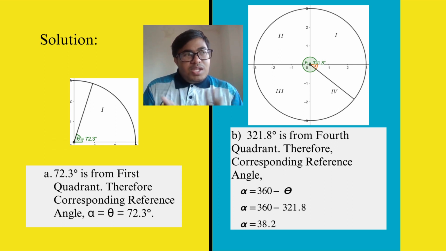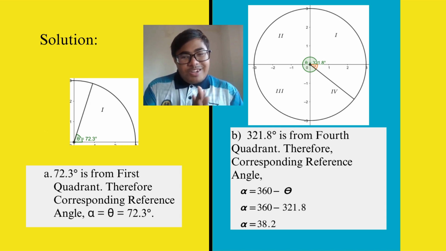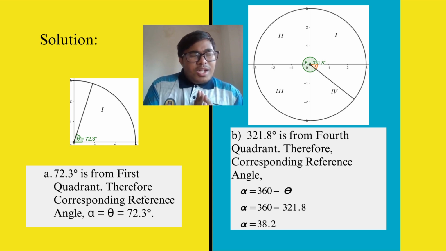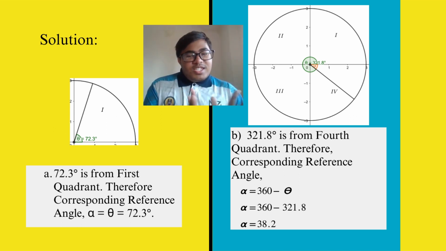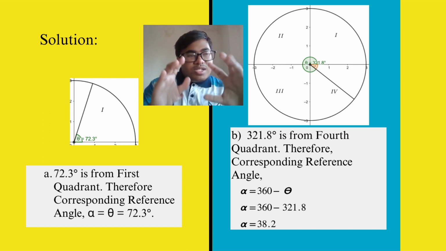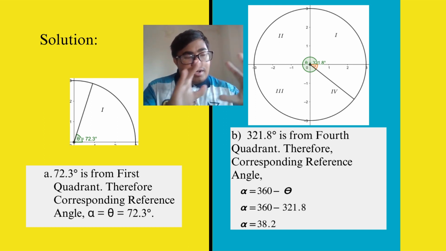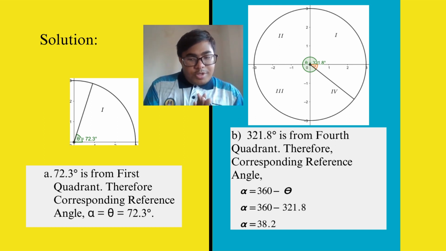Okay, how about B? The angle given is 321.8 degrees. That's a lot. Okay. So which quadrant is this angle from? Quadrant 1, 2, 3, or 4? Yes, it's from quadrant 4. Why? Because the range is from 270 degrees to 360 degrees. So it's from the fourth quadrant.